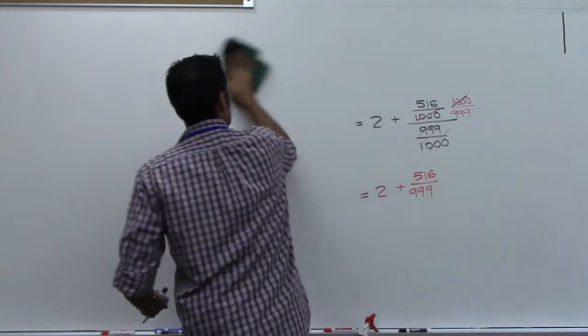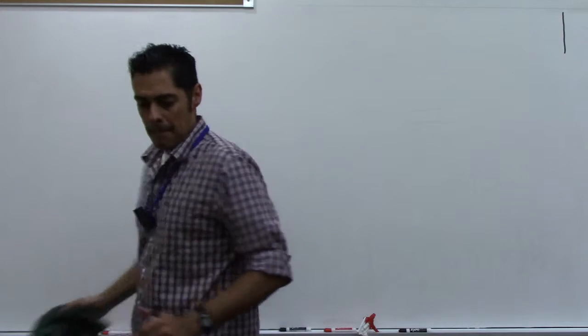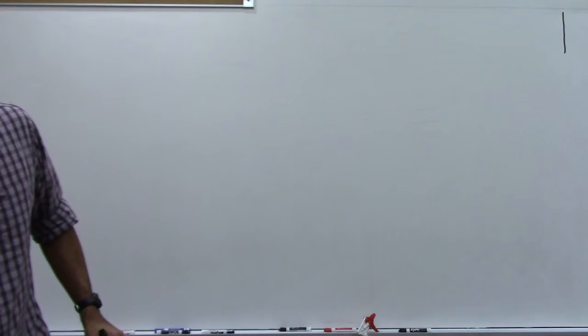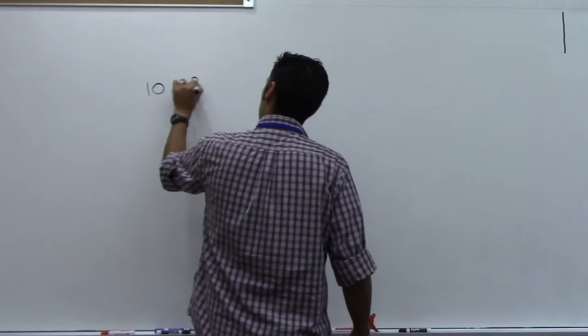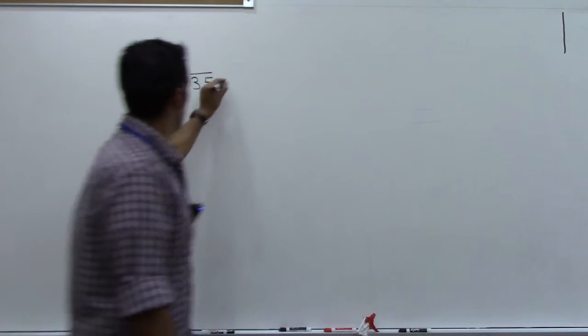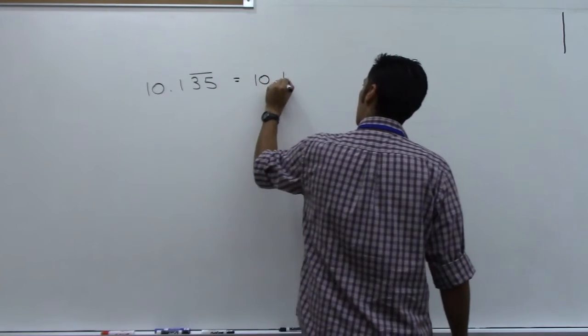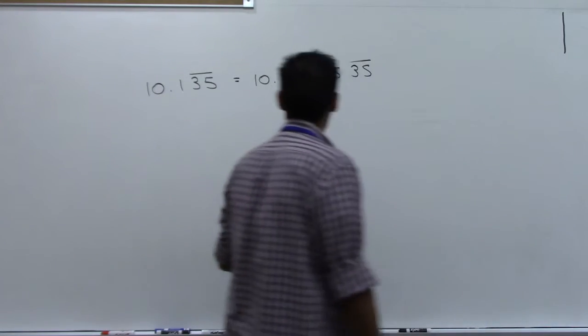Now I'm not going to do number 34, but I'm going to set it up because it's tricky. 34, they give you 10.135, but the 3.5 is the repeating part. So this is like 10.1353535. Okay, so the bar is only on the 3.5.